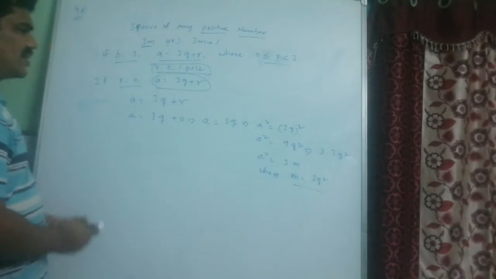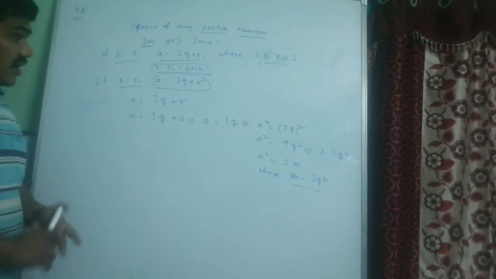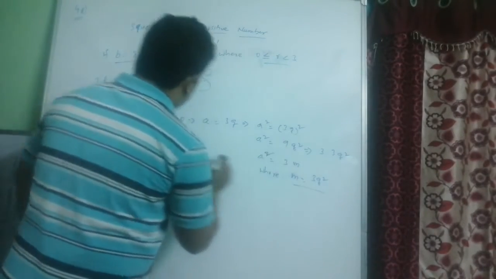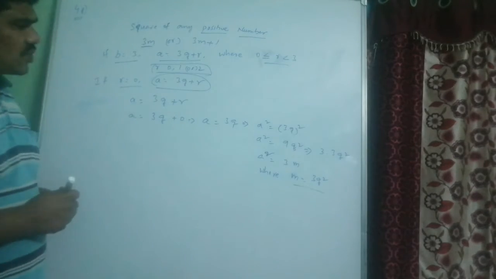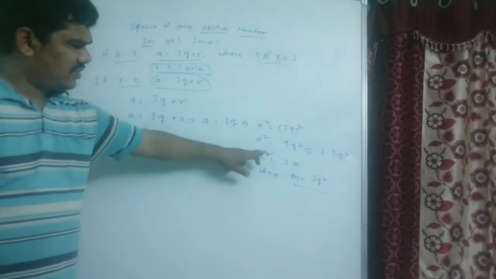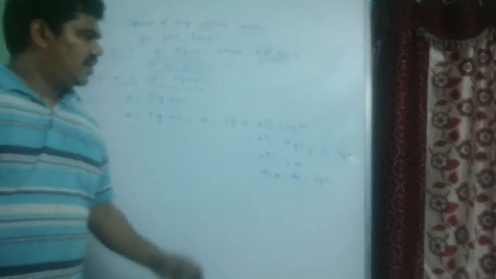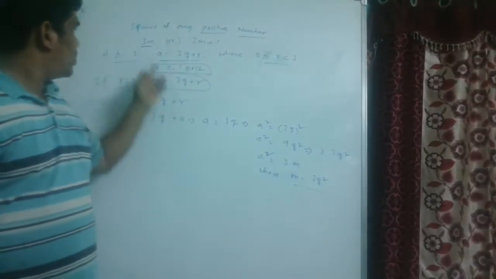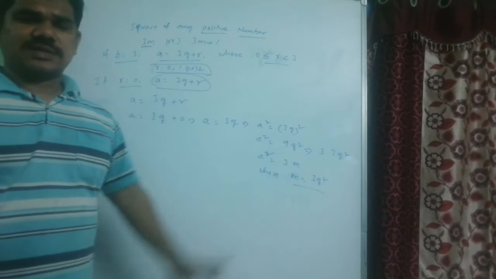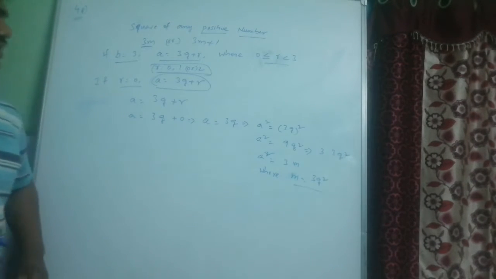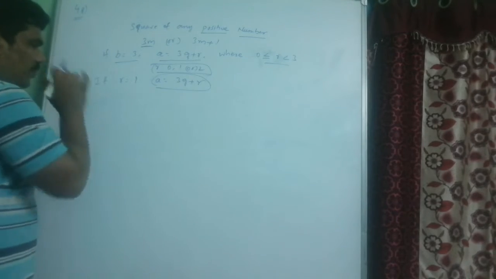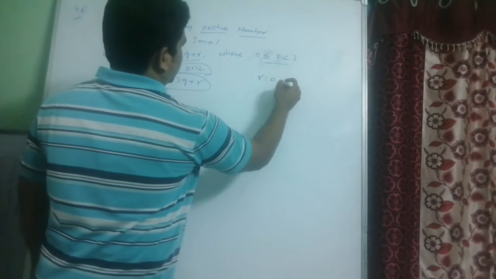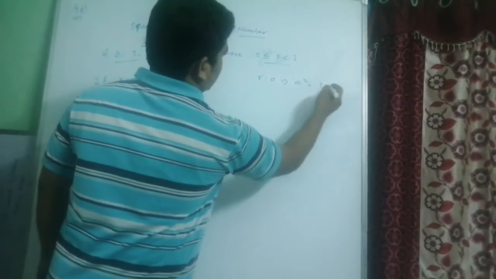So by this method, if r is 0, we prove that the square of any positive number is 3m. So we prove this one. What he asked, we prove this one. We proved already, if r is 0, a square is 3m.